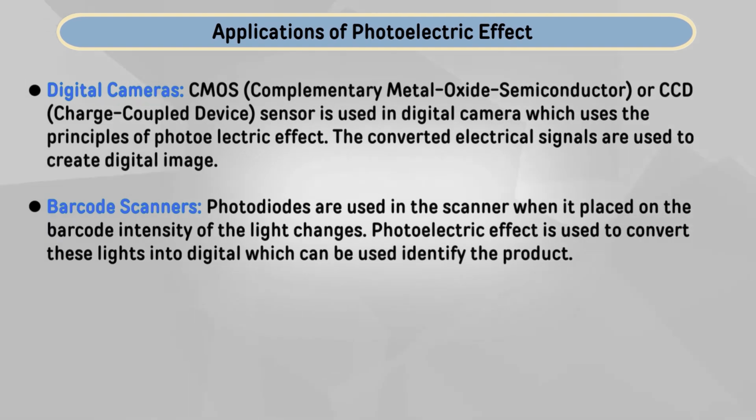And then barcode scanners. Photodiodes are used in the scanner. When it is placed on the barcode, the intensity of the light changes, and the photoelectric effect is used to convert this light into a digital signal, which can be used to identify the product.